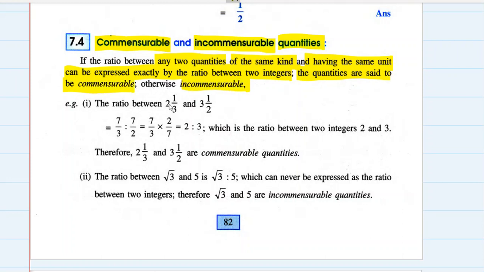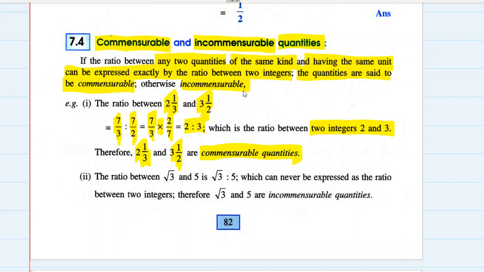For example, the ratio between 2 1 by 3, that's one quantity, and 3 1 by 2. Let us bring them in standard form. So 2 1 by 3 is nothing but 7 by 3, and 3 1 by 2 is nothing but 7 by 2. 7 by 3 ratio 7 by 2 is 7 by 3 multiplied by 2 by 7, which is 2 is to 3, which is the ratio between two integers 2 and 3. Therefore, 2 1 by 3 and 3 1 by 2 are commensurable quantities.